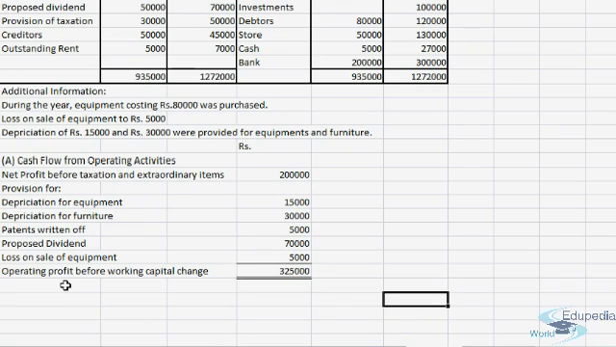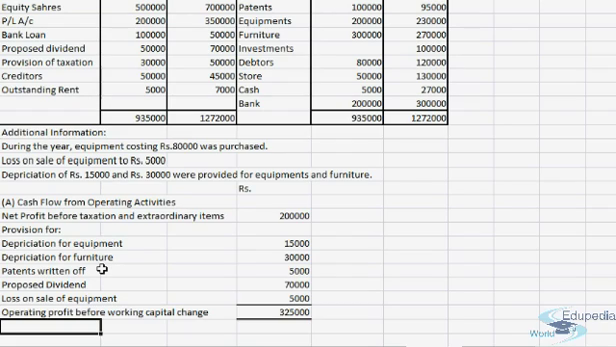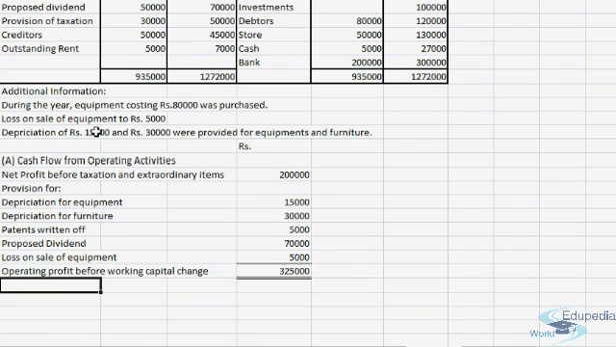Okay, now we'll write all the working capital changes. So we'll look for the working capital elements. First we have creditors. There is a decrease in creditors. So whenever there is a decrease in creditors, that means some payment has been done during the year. That means there is a decrease in cash. So we'll deduct this amount from the cash.